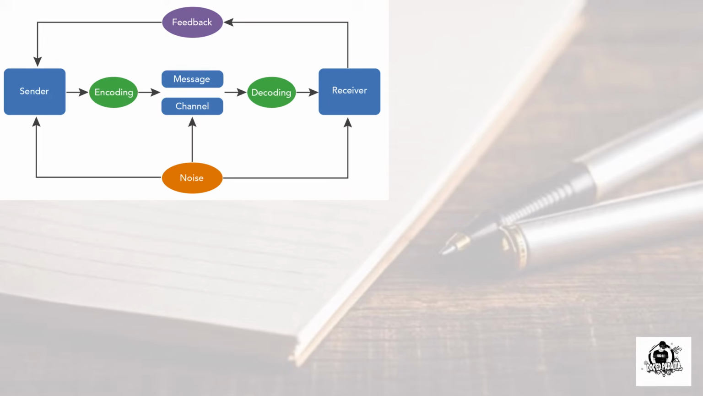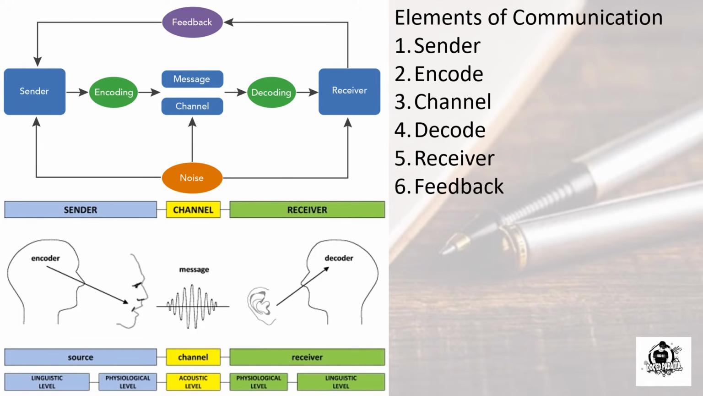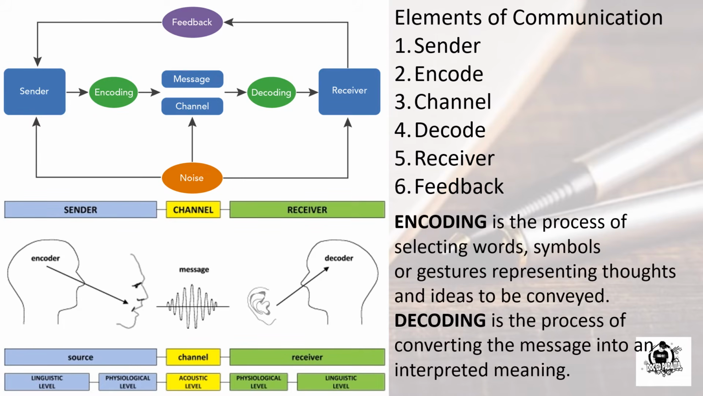Now, in order to facilitate effective communication, we are going to discuss the elements of communication. So these elements are represented by the following diagrams, and the elements are sender, encode, channel, decode, receiver, and feedback. So we are going to discuss this one by one. The sender is simply the person who is the source of the information. So we usually call them the speaker.